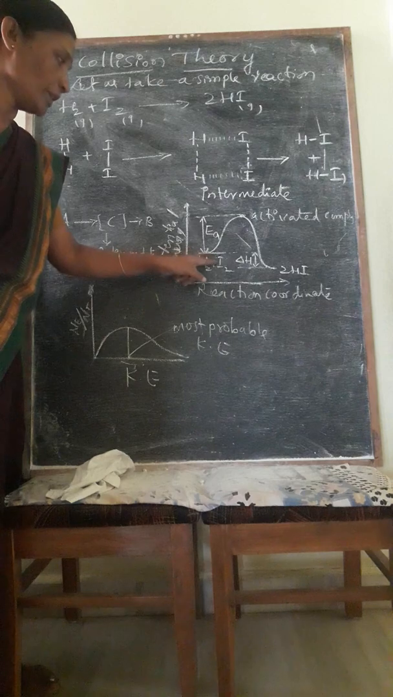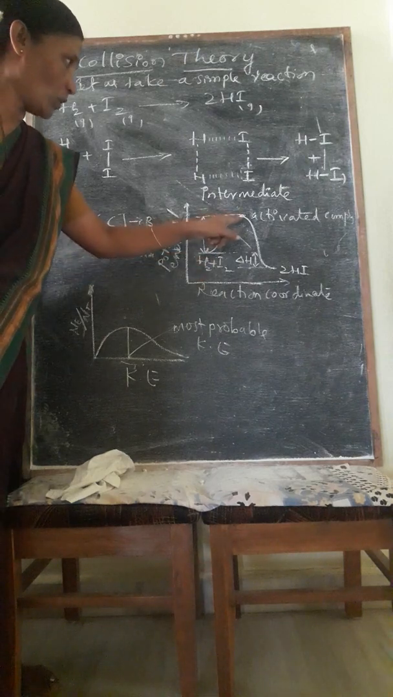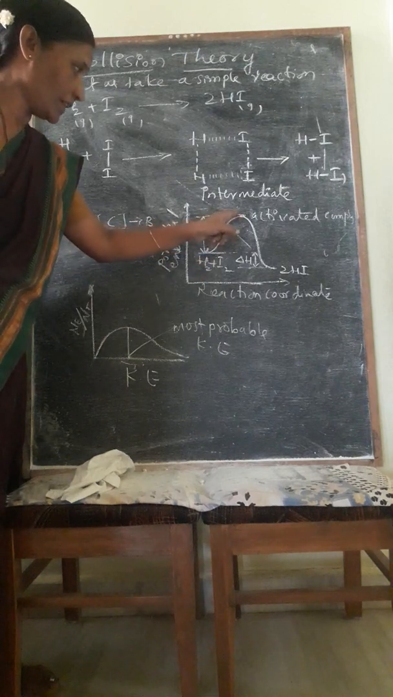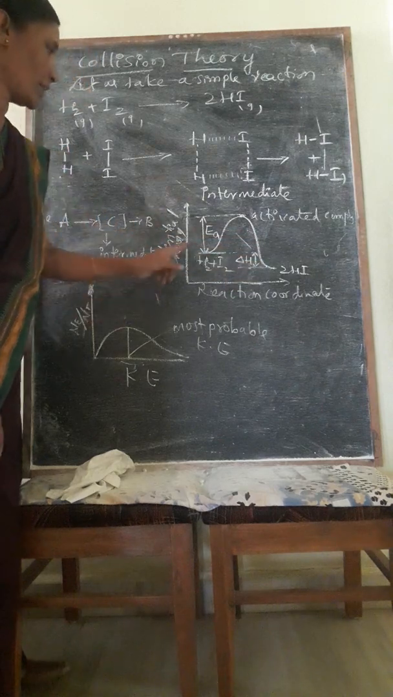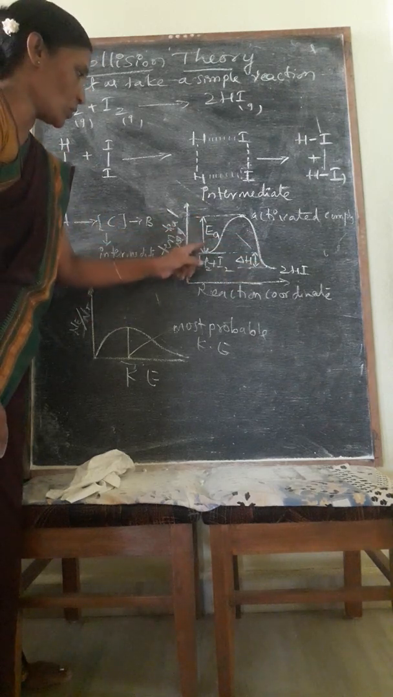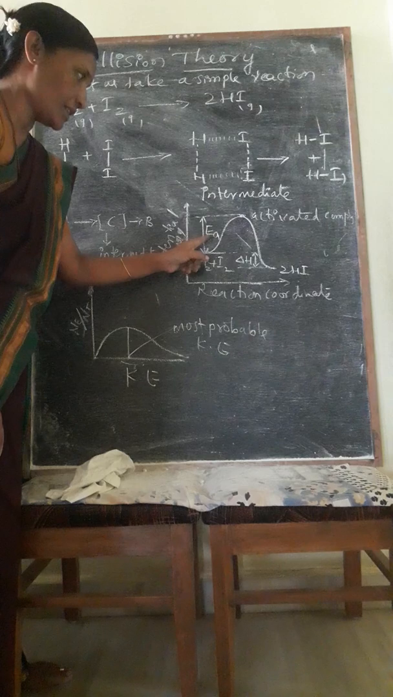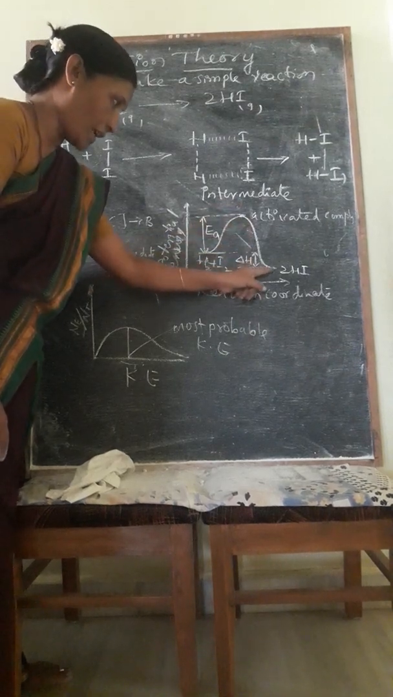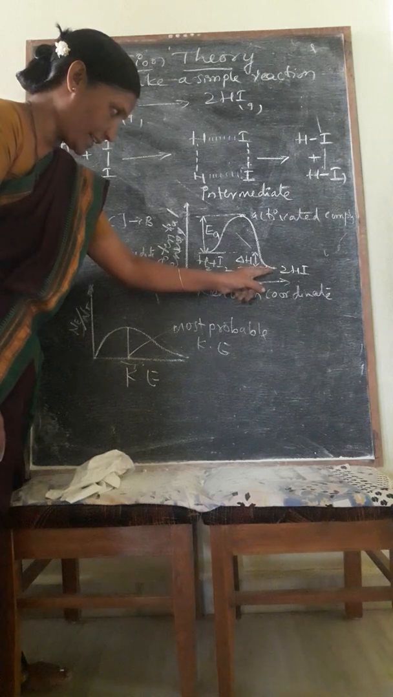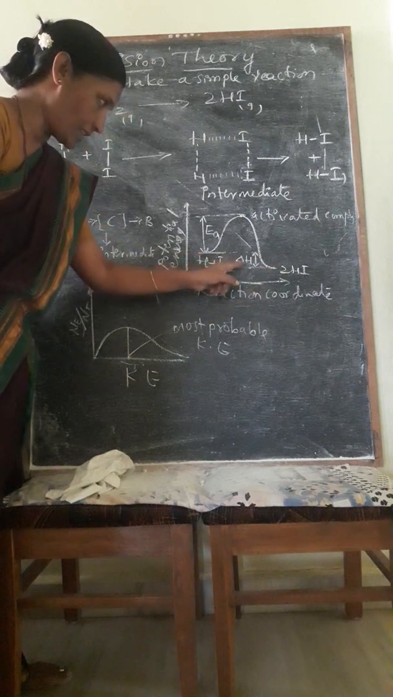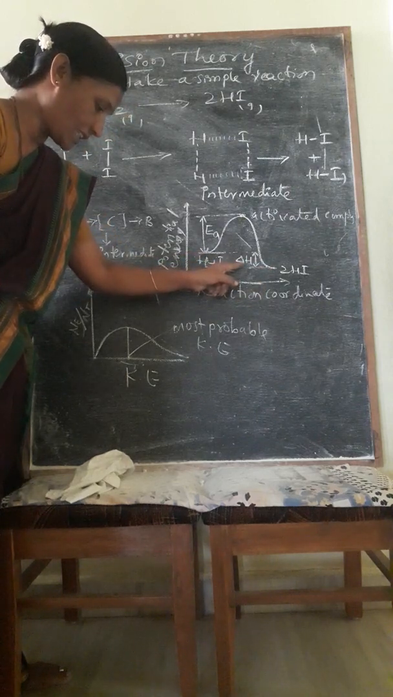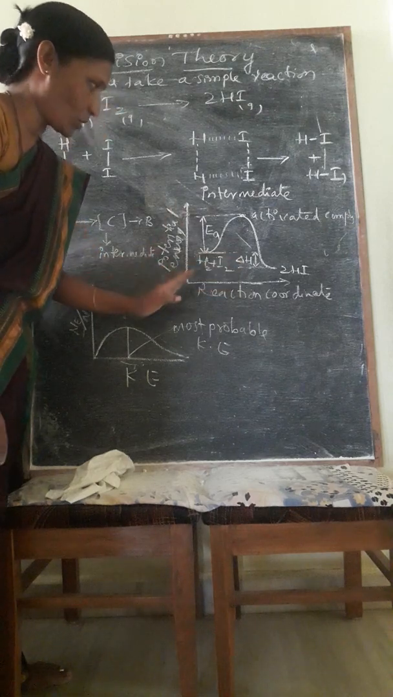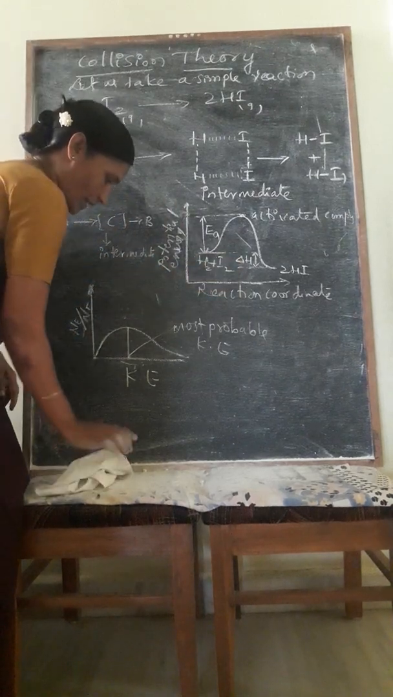When reactant molecules reach the activated complex, definitely they are forming the products. So this energy is called activation energy. During the conversion of reactant to product, if the product value is lower than the reactant, then heat is released. That reaction is called an exothermic reaction.